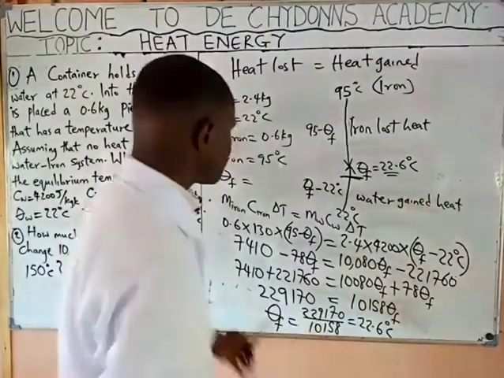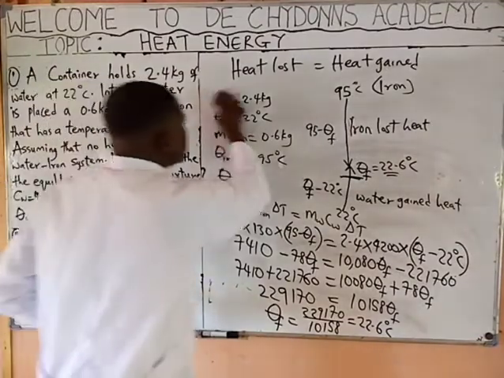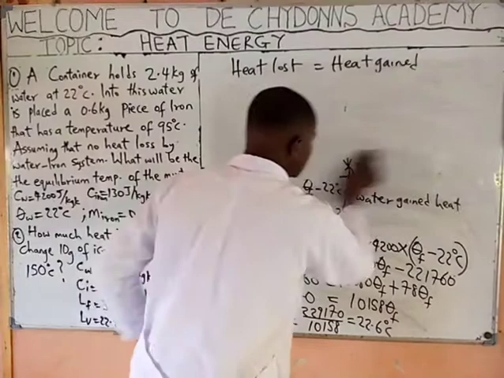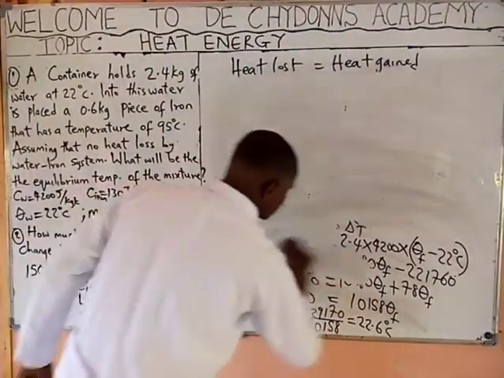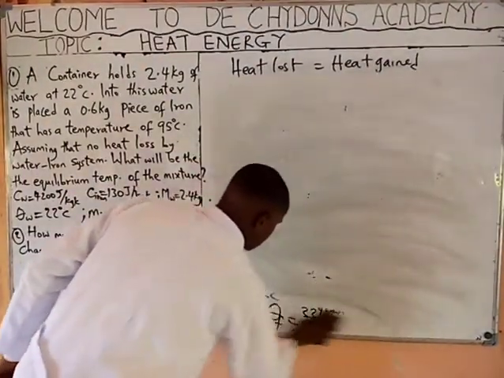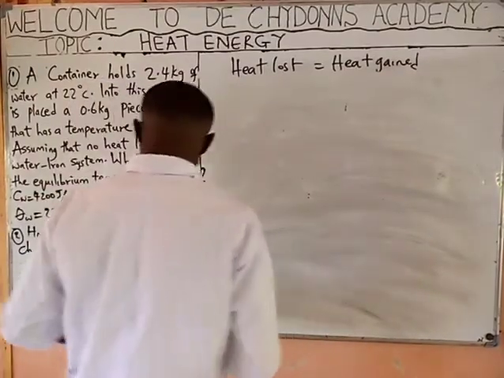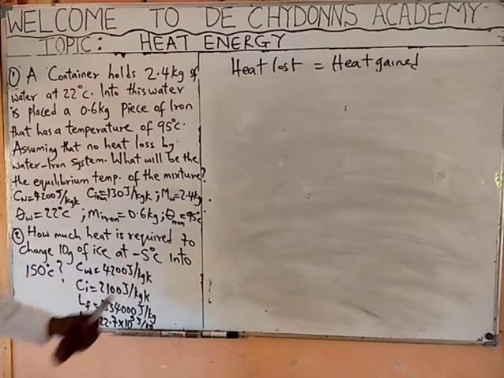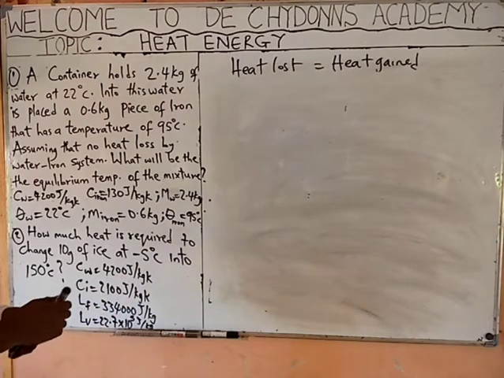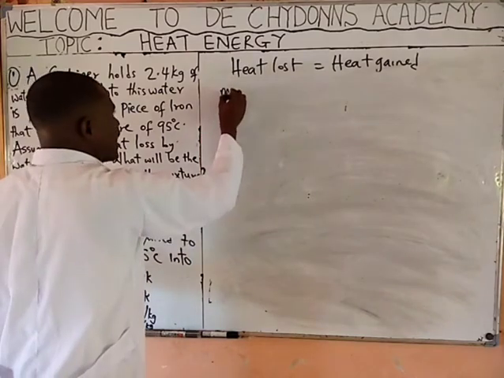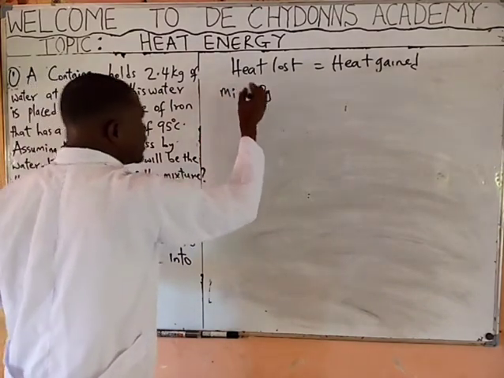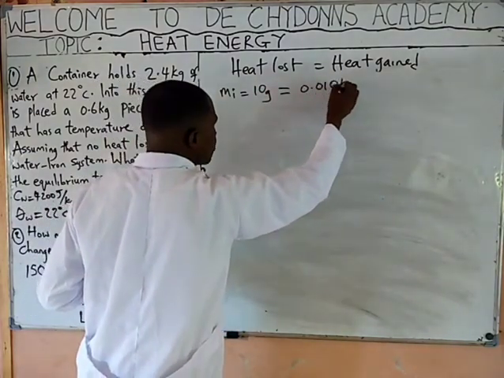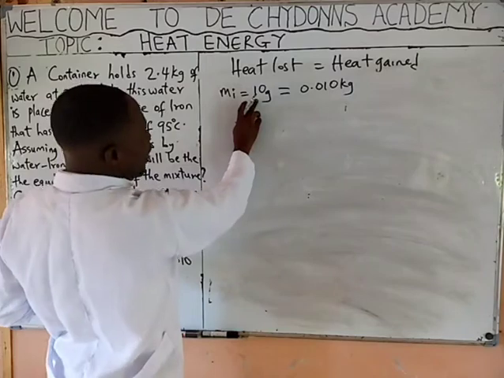Okay? We go to the next question. The next question says, how much heat is required to change 10 grams of ice at -5 degrees Celsius into 150 degrees Celsius? Mass of the ice is equal to 10 grams. Please try to change it to kilograms. To change this to kilogram, divide by 1,000, you get 0.010 kilogram.